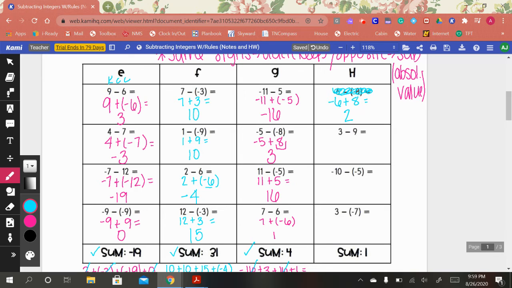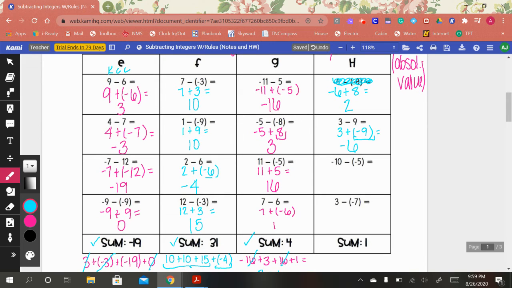All right, next one is 3 minus 9. So we are going to do keep, change, change. And then opposite signs, so subtraction again. 9 minus 3 is 6. The -9 has a greater absolute value compared to 3. And so my answer will be -6.